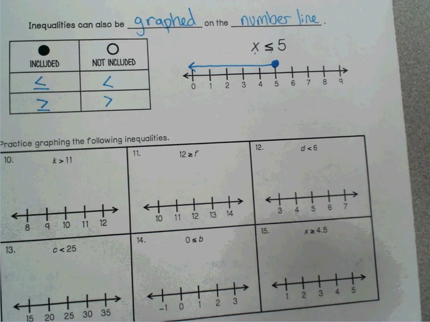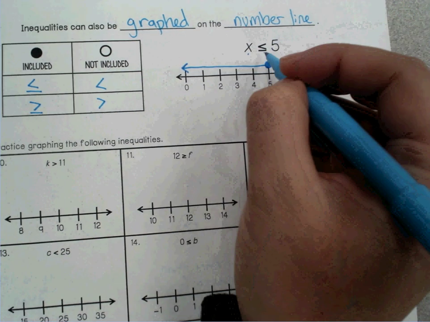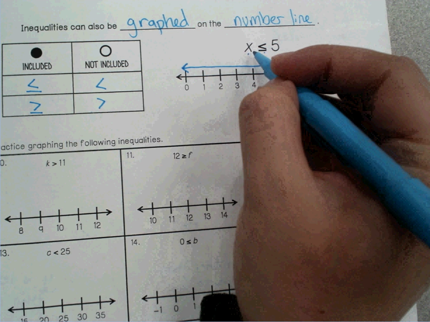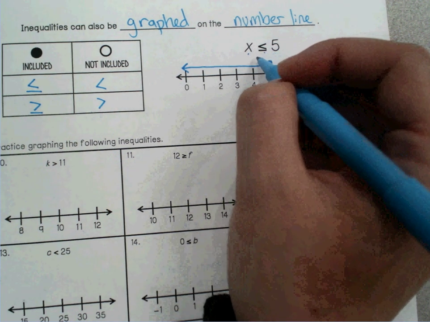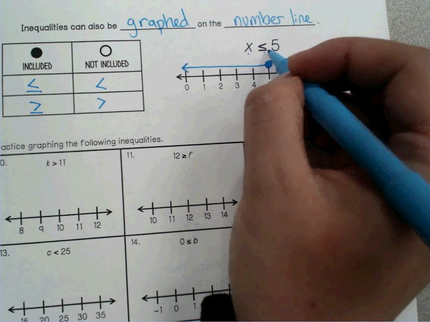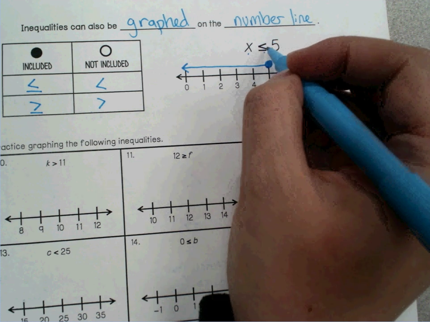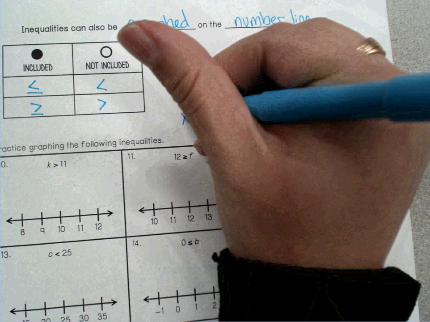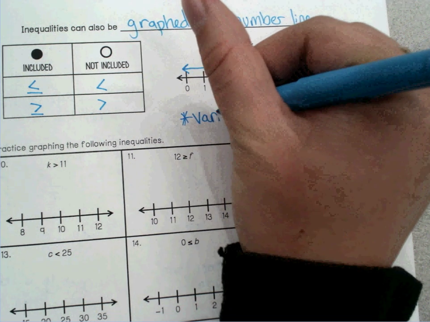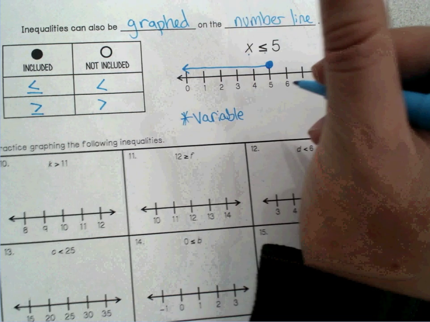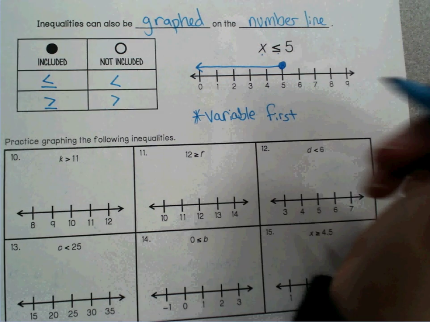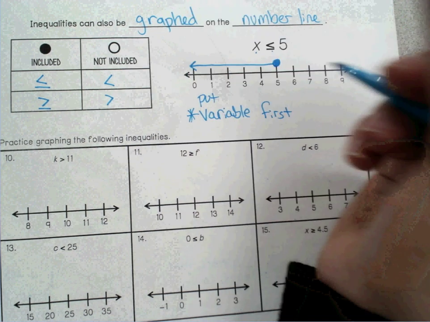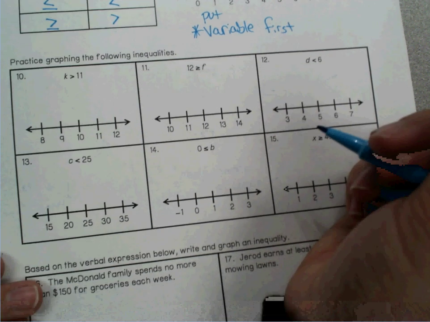When you graph these, as long as the variable is first, you can always look at what direction the symbol is pointing towards. So this one's pointing to the left, so our arrow went to the left. But you always want the variable first. So you always want to put the variable first. And that'll make it just a lot easier to graph.